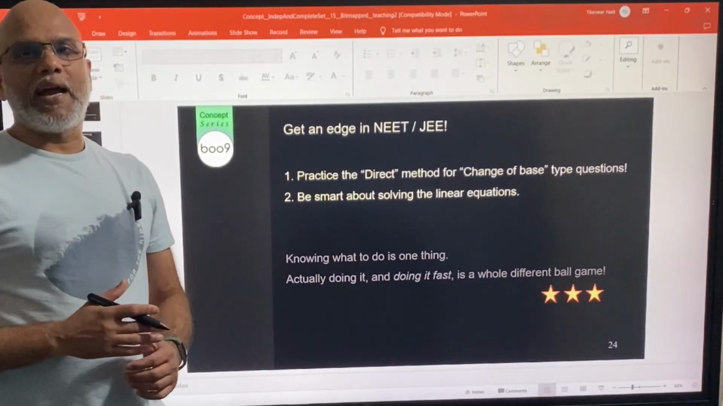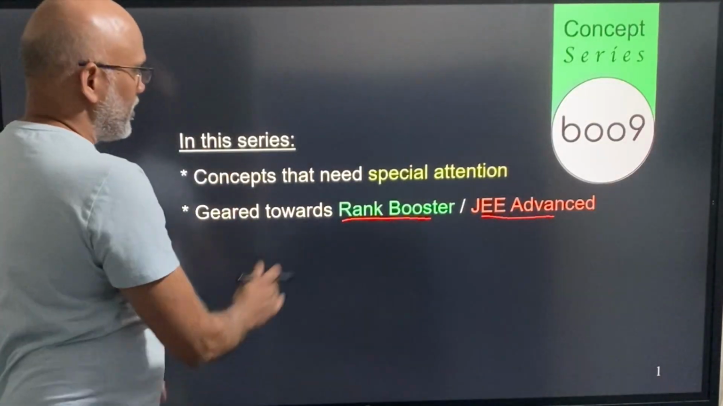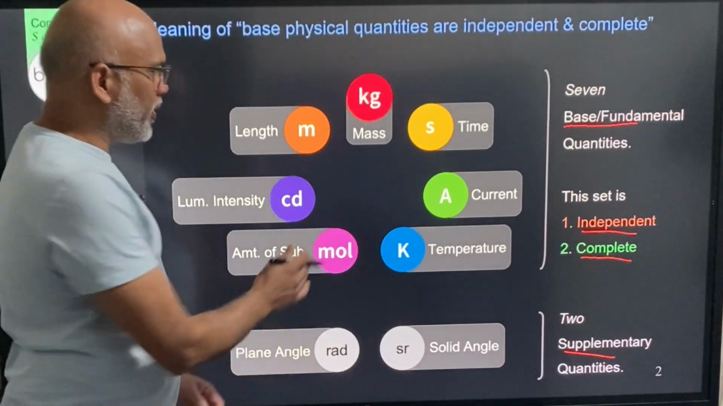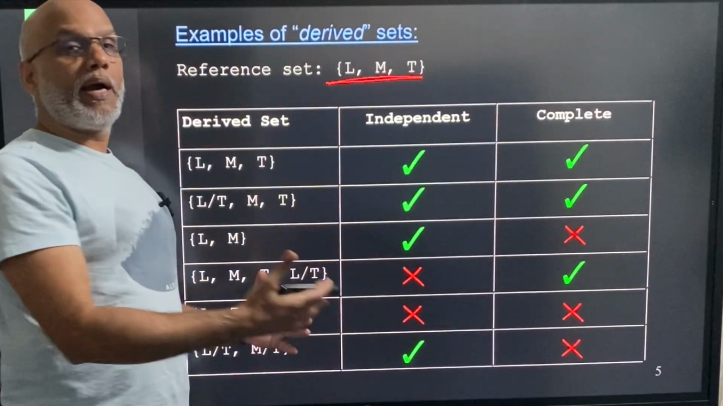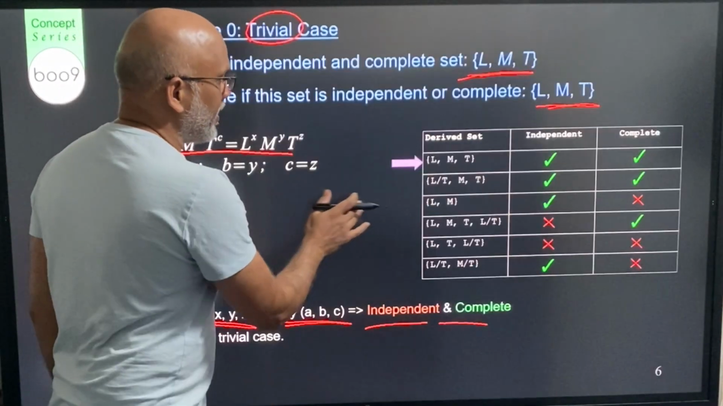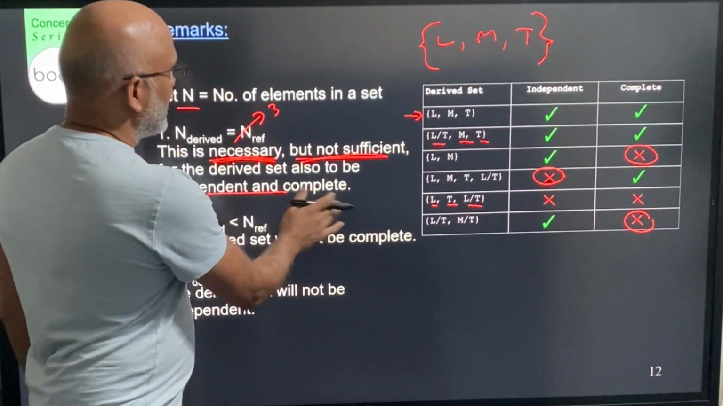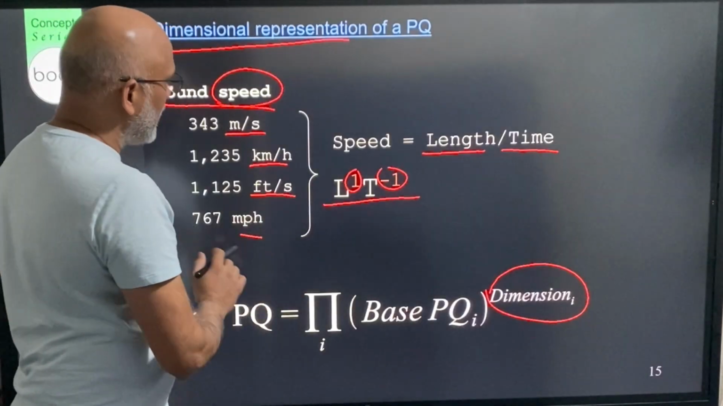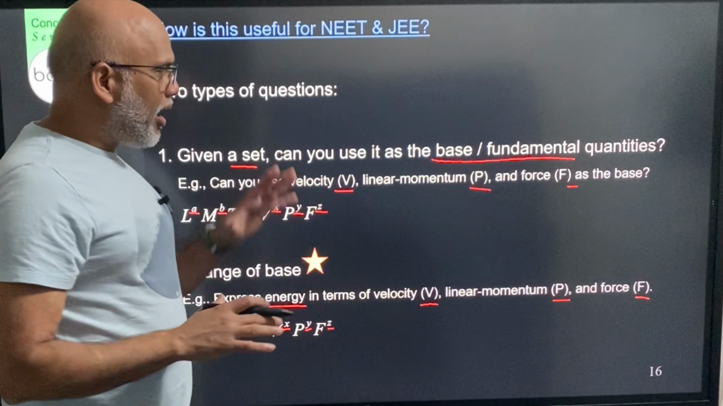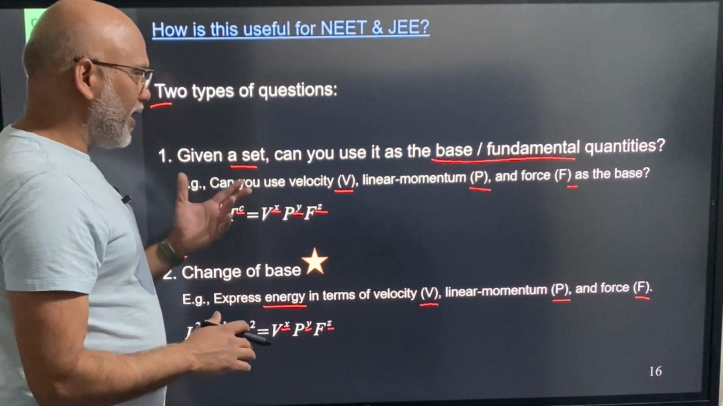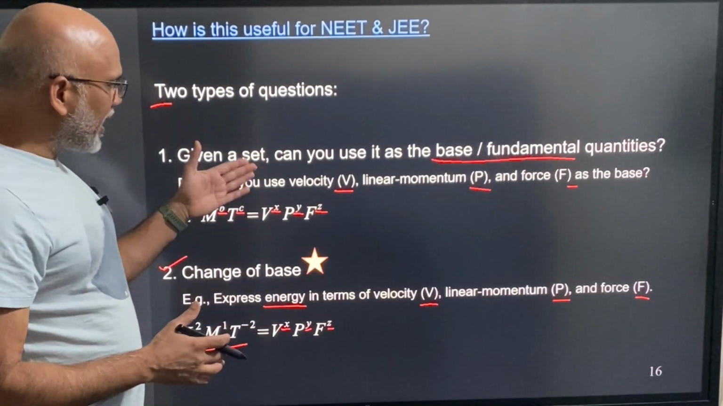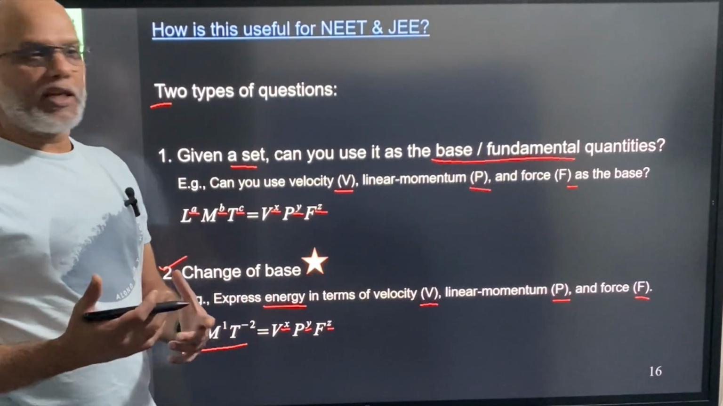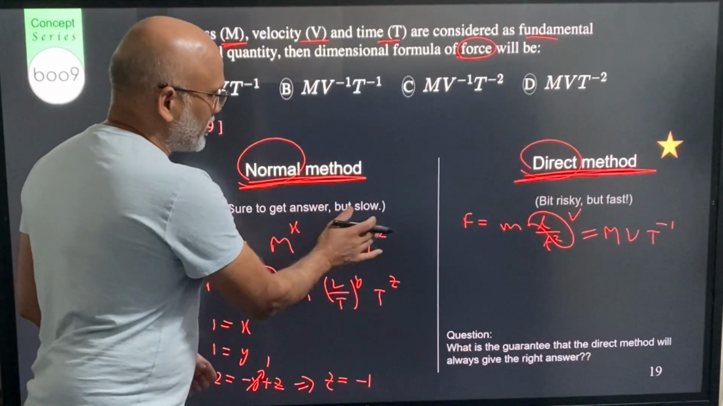All right, so this is the last slide. So let me just give a recap. We started talking about the base quantities, and then I said they are independent and complete, and then we spent a lot of time discussing what it means to be independent and complete, and we saw several examples of that. Then we talked about change of base. I gave a few examples from different fields. Then we discussed how that concept is useful for NEET and JEE, and we saw that you can be asked two different kinds of questions, and one of them is change of base, which happens to be one of the frequently asked questions. And then we saw several examples of that, right?